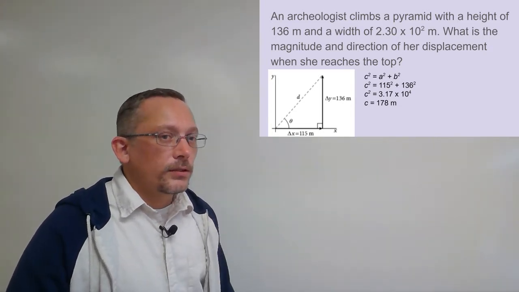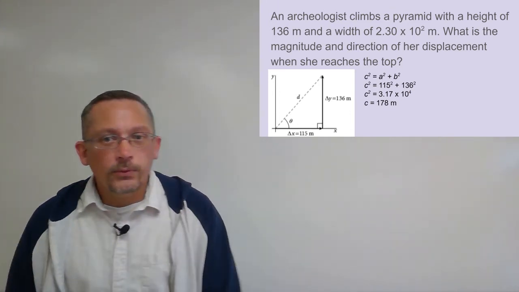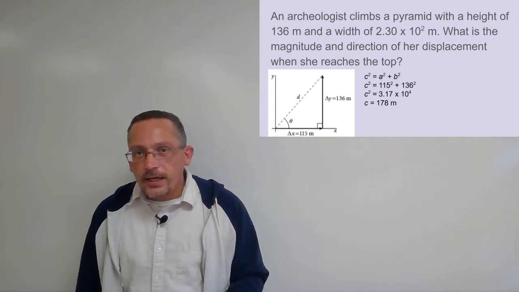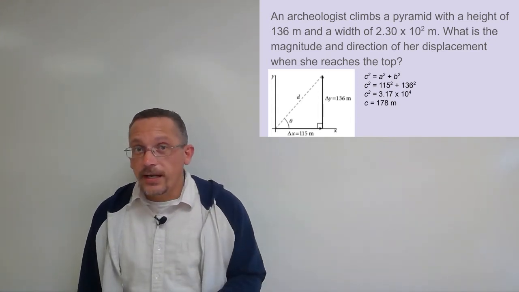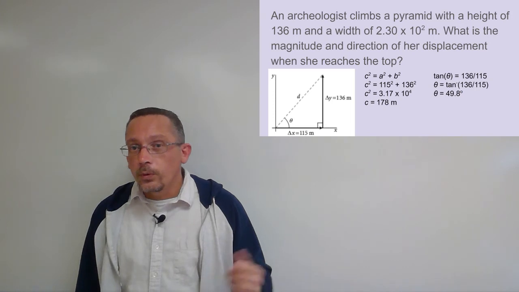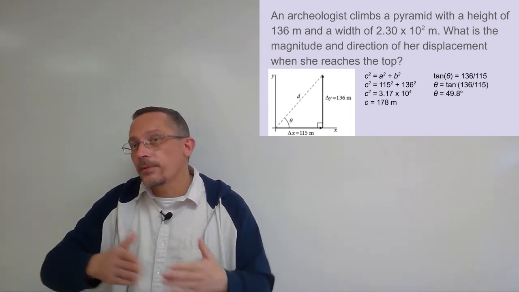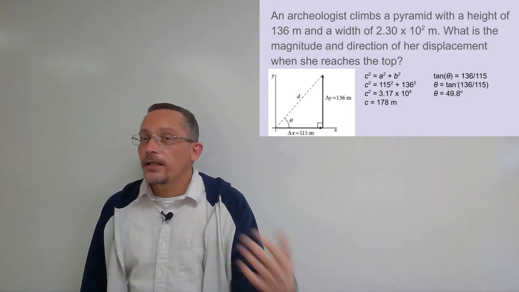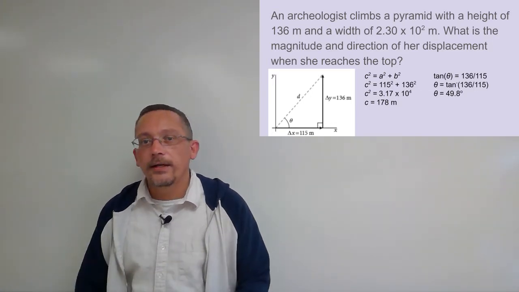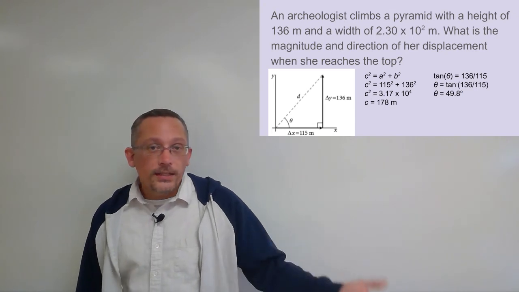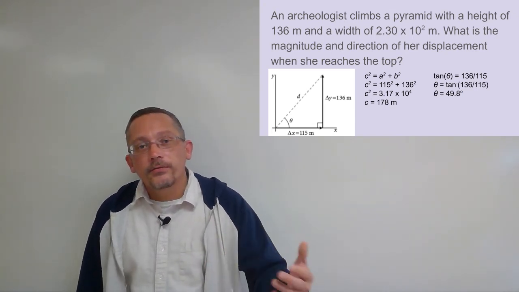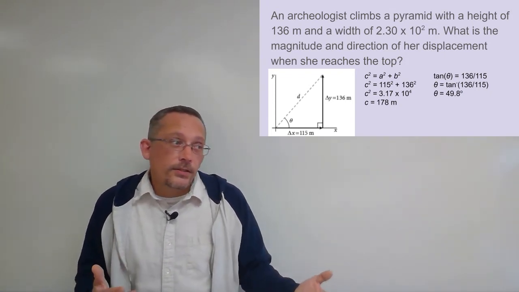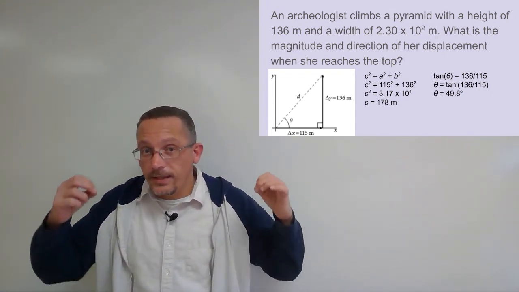But in what direction did she go? That's where we want to find that angle that's labeled theta. So I can look at the diagram and tell that the tangent of theta would be the opposite side over the adjacent side. The opposite side, the side opposite from theta, is 136, and the adjacent side, the one next to theta, is 115. So the tangent of theta is 136 over 115, and then I'm going to do the tangent inverse of both sides, because I'm not interested in the tangent of theta, I'm interested in theta.